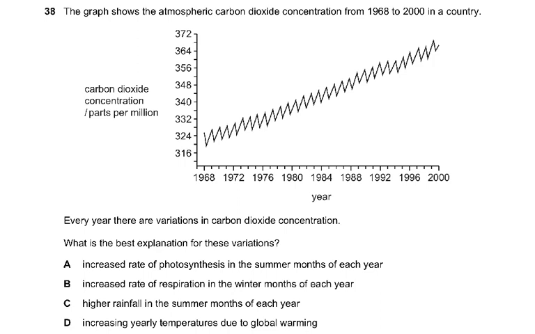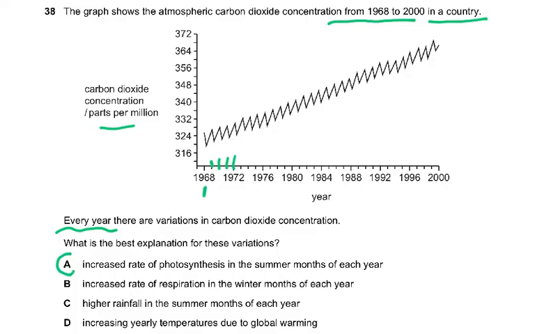Now it says here 38, the graph shows the atmospheric carbon dioxide concentration from 1968 to 2000 in a country. Carbon dioxide concentration in parts per million, you can see that in 1968 there is more and then there's less. So every year there's more and less, and then more and less. Every year, 1968, then 1969, then 1970, 71, 72, there are variations. Which is the best explanation for these variations?